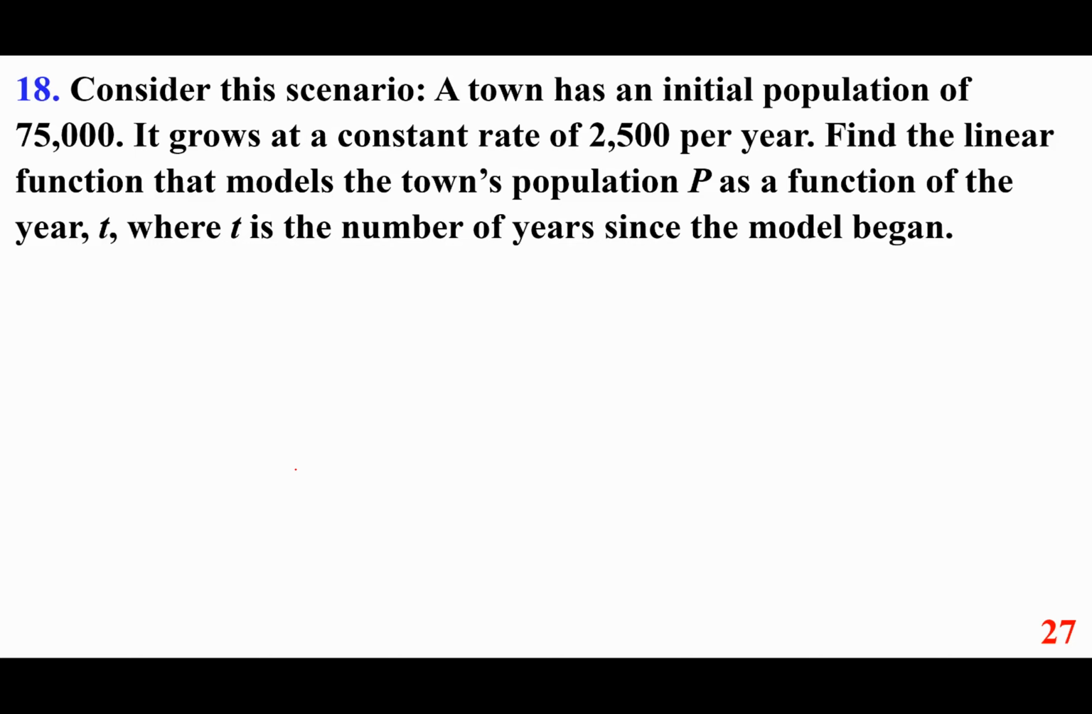Consider this scenario. A town has an initial population of 75,000. It grows at a constant rate of 2,500 per year. Find the linear function that models the town's population P as a function of the year T, where T is the number of years since the model began.